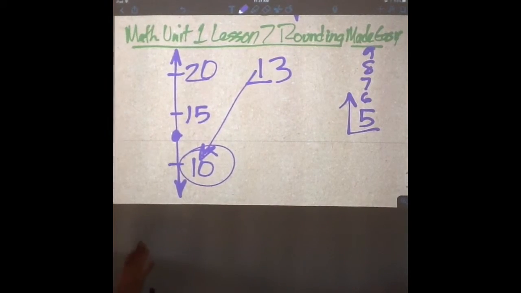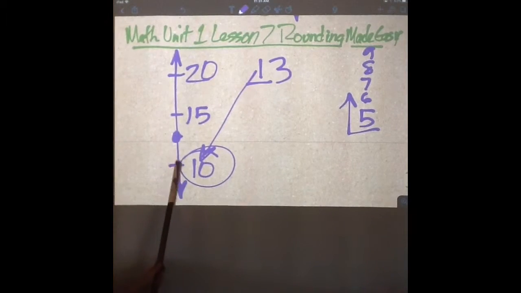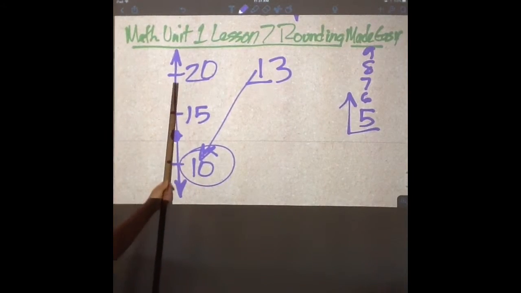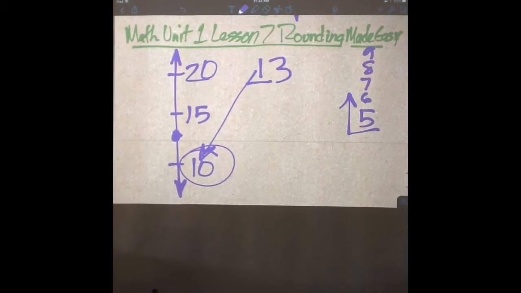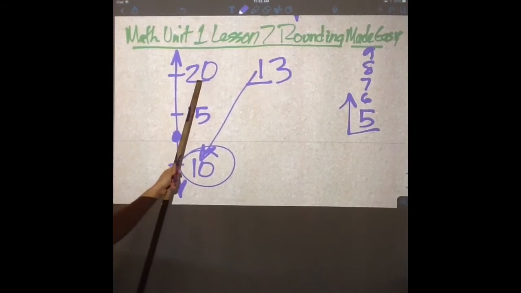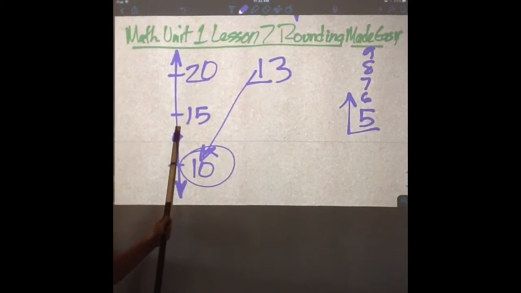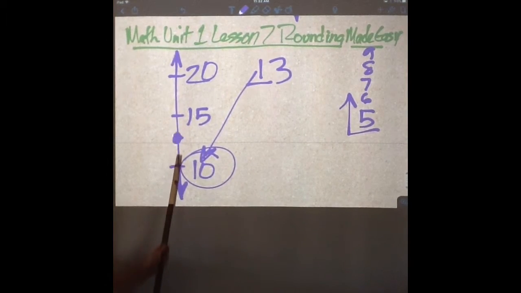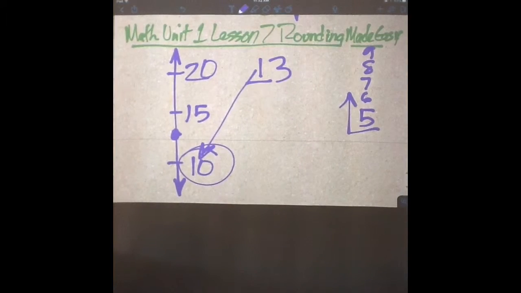And if you notice, here's another way to say it. Rather than the 5 or more and 4 or less, we can just say the dot is below the middle mark. So if it's below this, we round down. If it's above this, we round up. Does that make sense? Yes. So if it's in the middle or above, we round up to this one. And if it's below the middle point, we round down.